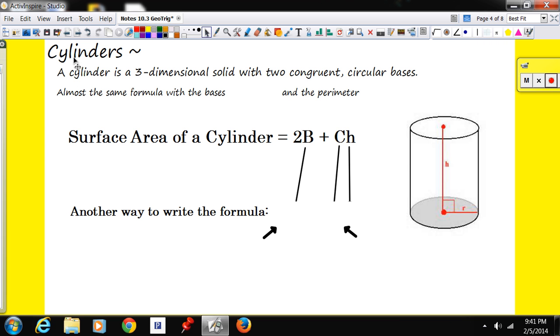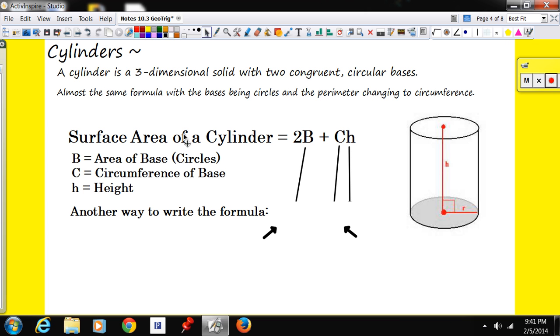Those are cylinders. It's almost the same formula, with the bases being circles and the perimeter changing to circumference. So instead of finding the area of the 2 bases using the length times width, we're going to use the pi r squared for the area of the bases because it's a circle. And we're going to be using 2 pi r to get the circumference instead of the perimeter.